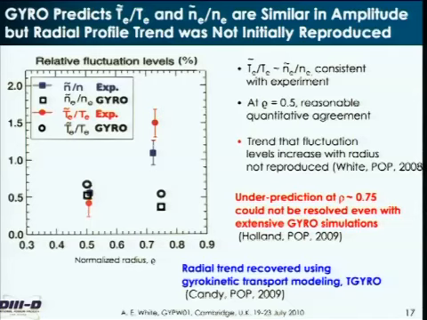And so partially the radial trend can be recovered using gyrokinetic transport modeling, TGYRO, which I believe is similar to Trinity, which we will be hearing more about. But I think it's still not really clear what's going on at this outermost radial location in terms of understanding why we can't get the same kind of agreement here that we get deeper in the core.